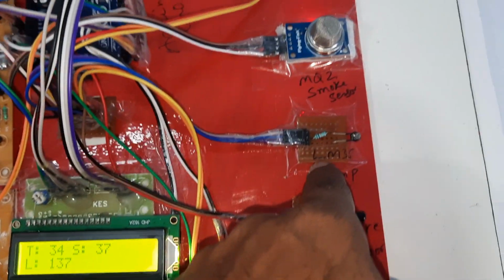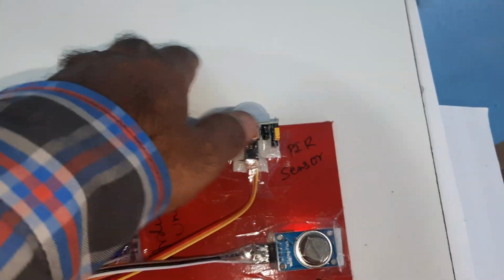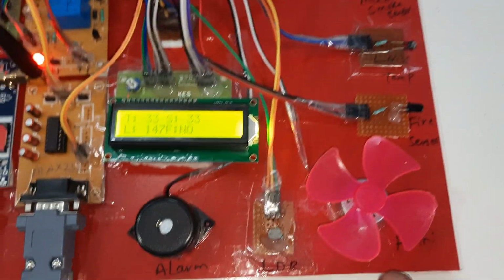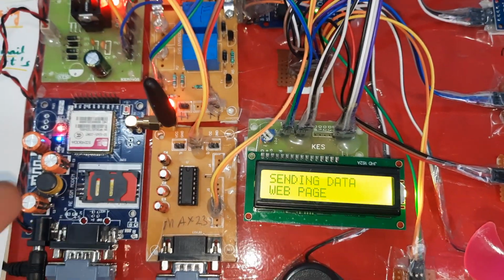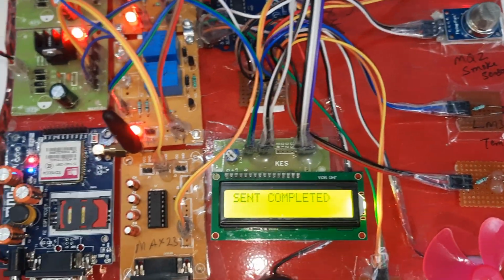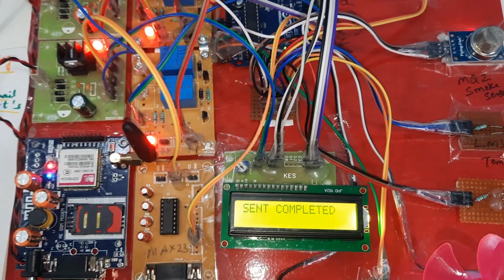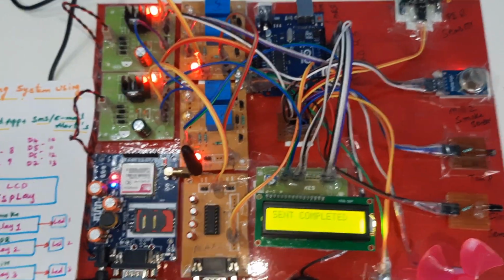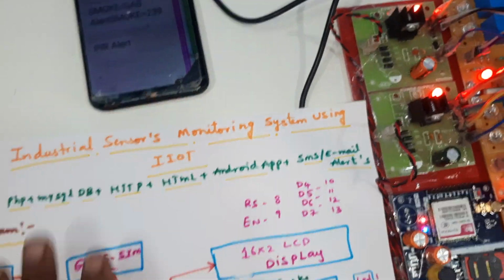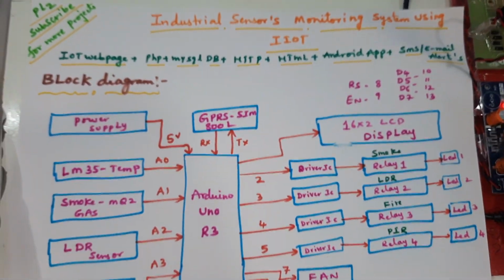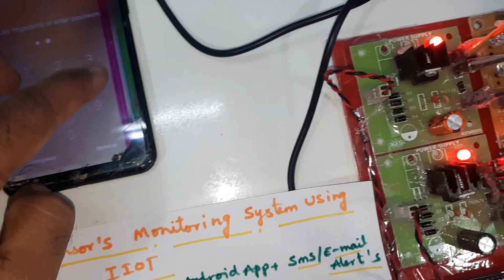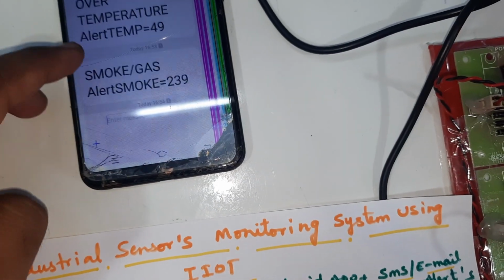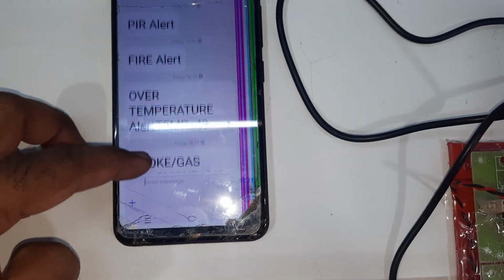Temperature, smoke, PIR sensor, fire sensor, fan, alarm. When it is dark, it will come. Every time anything happens, it will send the data to the server continuously. PIR alert, smoke alert, over temperature alert, and fire alert.